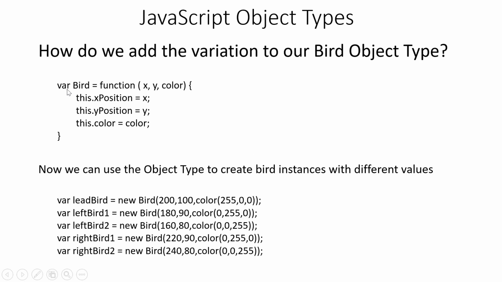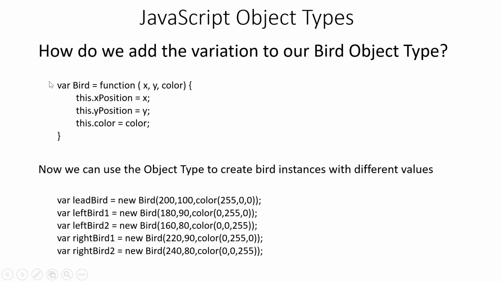Here we have our Bird and we're creating the pattern, and now we're passing in 3 parameters. We're passing in an x, a y, and a color. We're saying it's a function defined by taking 3 parameters, and we're using those parameters to initialize this.xPosition. this.yPosition is equal to the y, which is the second parameter, and this.color is equal to the color passed in, which is the third parameter.